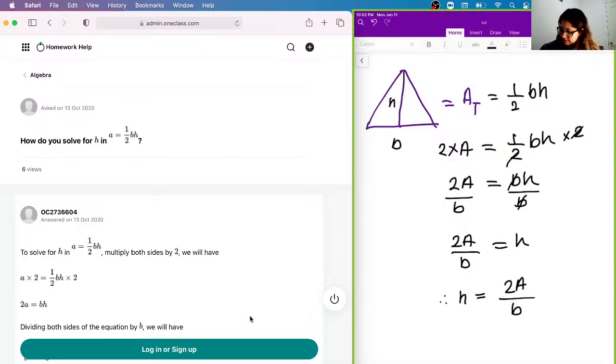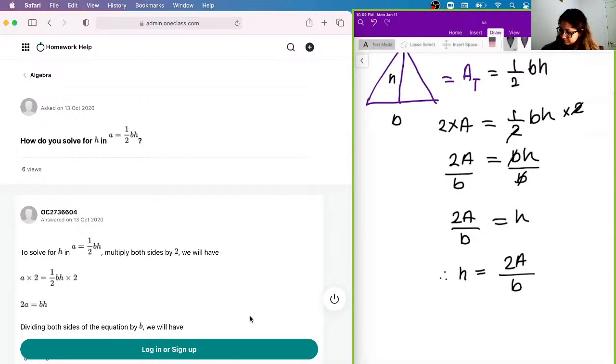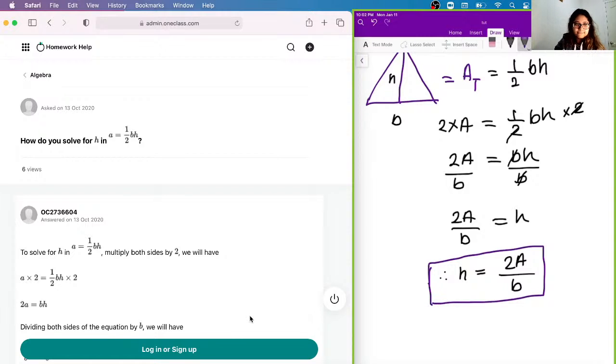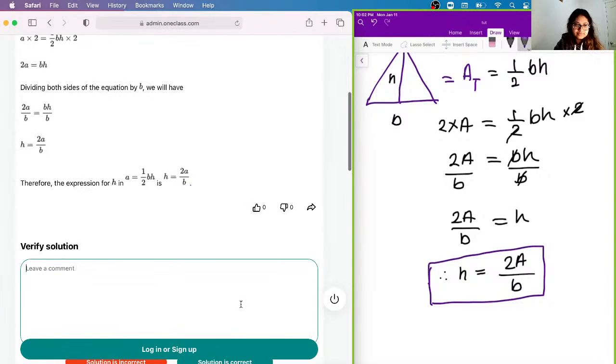Okay, and so this is the answer for the solution.